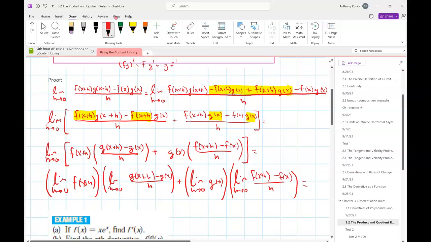Now let's do some derivatives, or some limits, excuse me. What's the limit as h approaches 0 of f of x plus h? f of x. That's just f of x. What's the limit as h approaches 0 of g of x plus h minus g of x all over h?